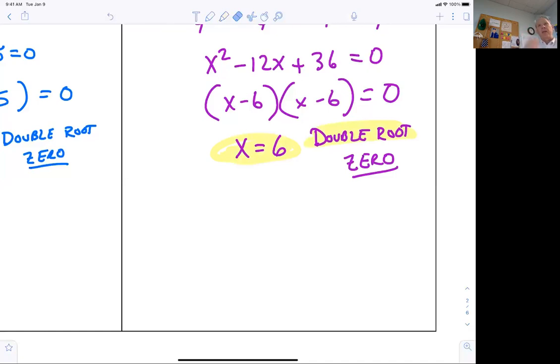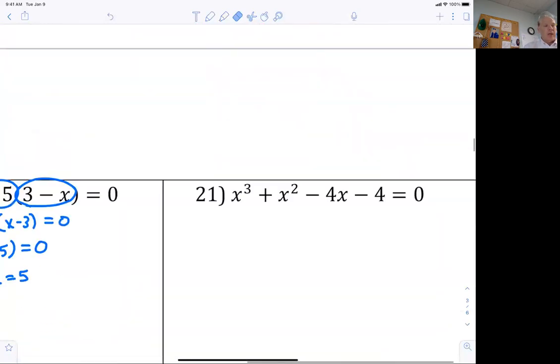And again, we'll talk about that more. All right? But this is a double root. Anytime the solution occurs twice, we call it a double root. All right? Now let's look at this guy.